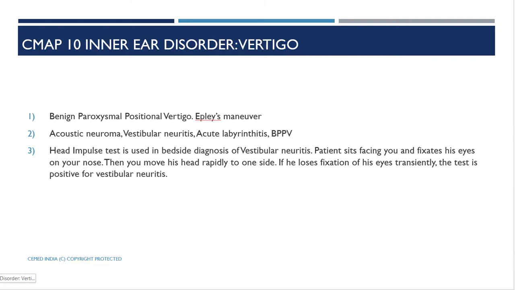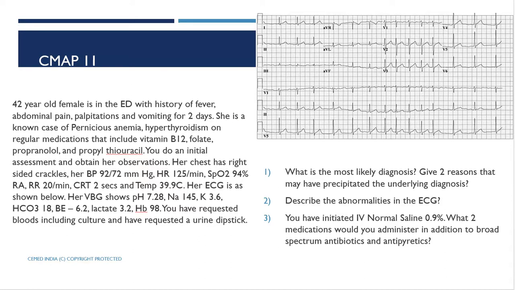I would rather not use vestibular neuritis in question 2, because again I'm using it for number 3, so they might not give marks. So labyrinthitis and acoustic neuroma will be the answer. This one will remove and this one will remove. Let's move on to the next one. Again, pause the video, take 2 minutes and write down the answer.